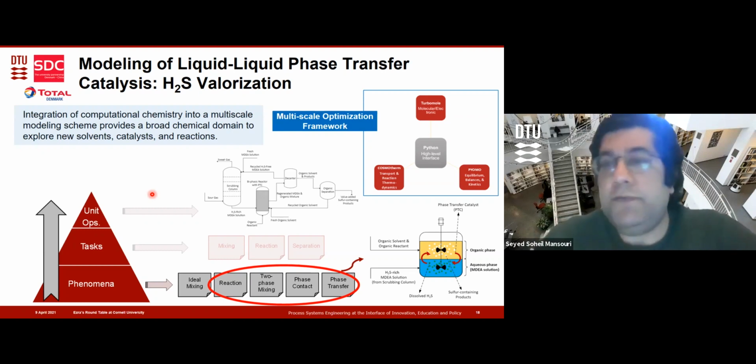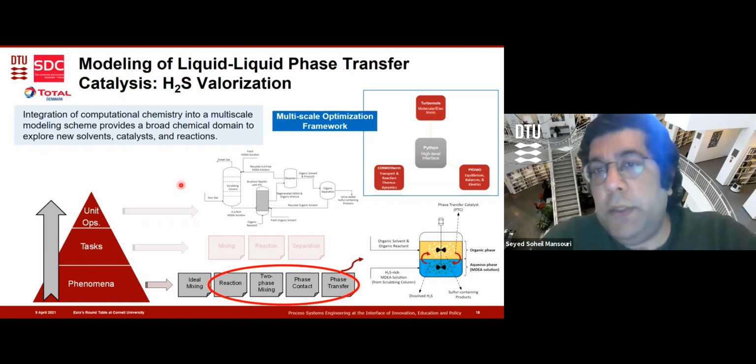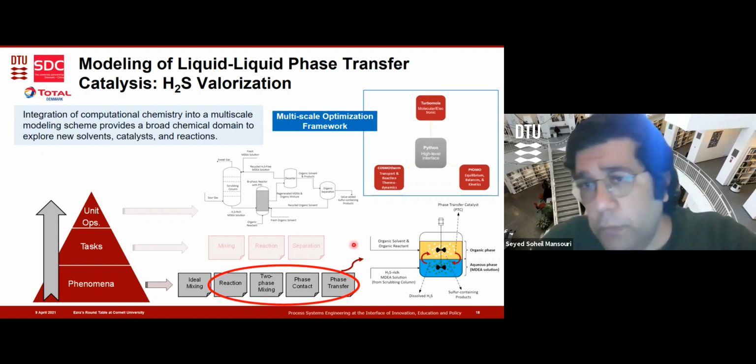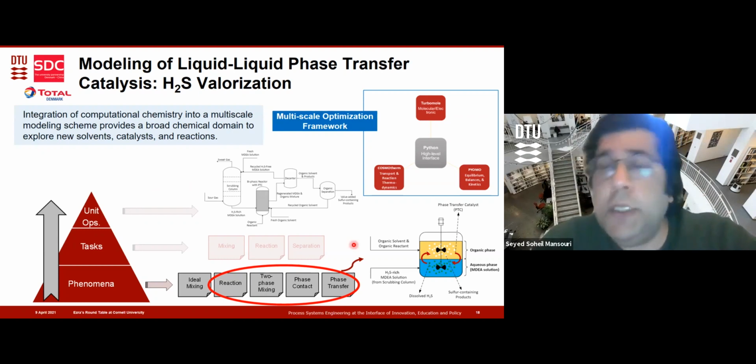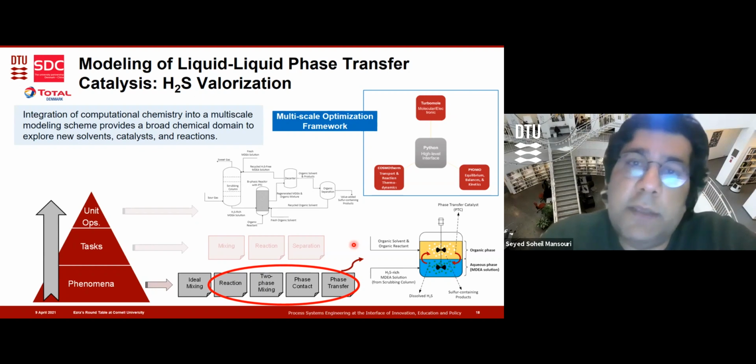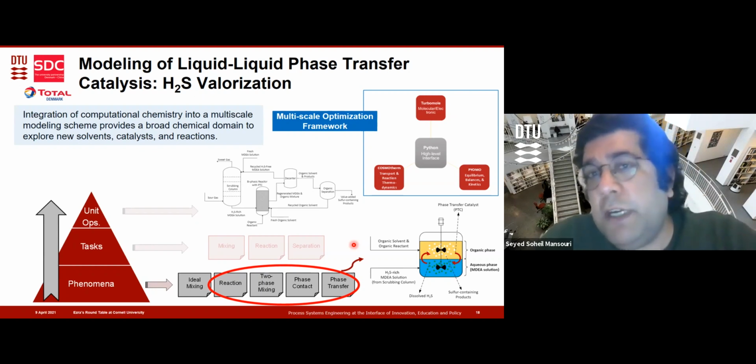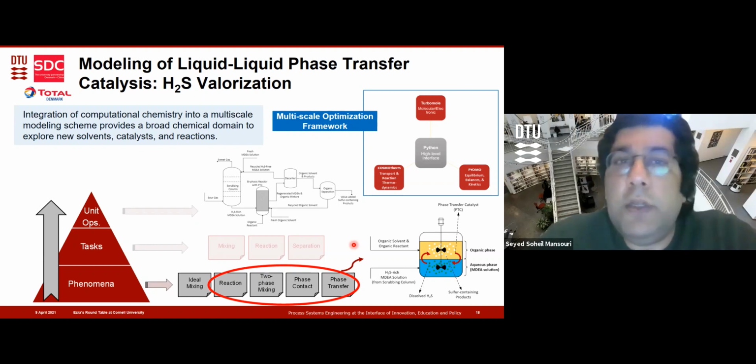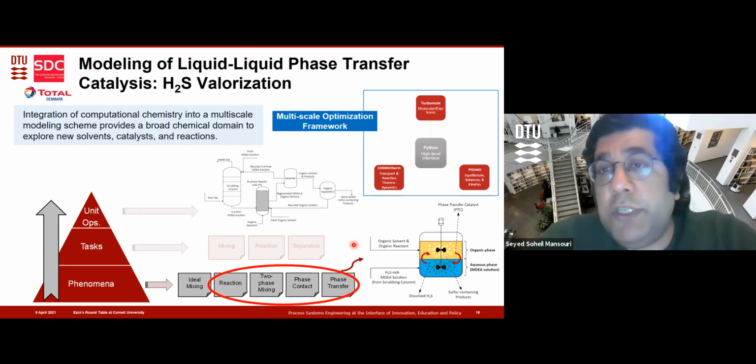So here is where we have been doing multi-scale optimization, starting from quantum chemical calculations at the molecular level, identifying reaction barriers and reaction pathways, using different green solvents.